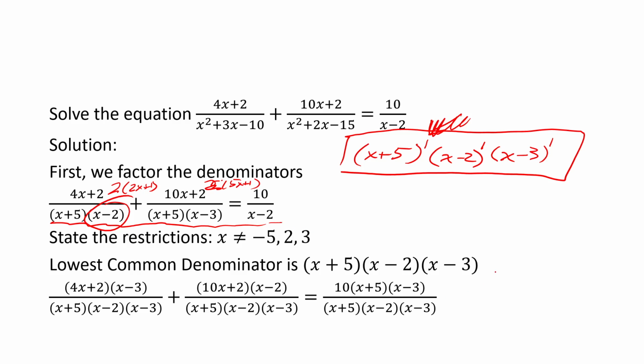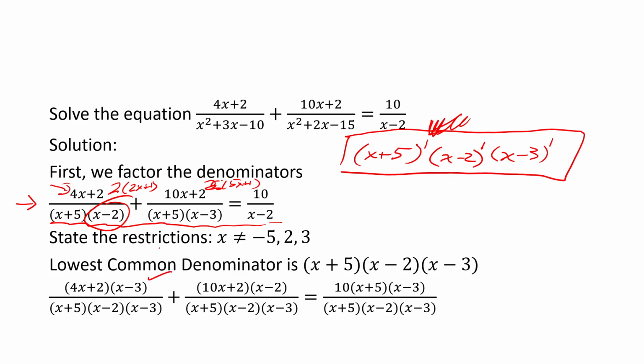And we then write each of the rational expressions over the new lowest common denominator. So looking at this first rational expression right here, my original denominator was x plus 5 times x minus 2. Now we can say x plus 5 times x minus 2 times x minus 3. Well, we multiplied that numerator by x minus 3, so we're going to multiply this numerator by x minus 3 as well.